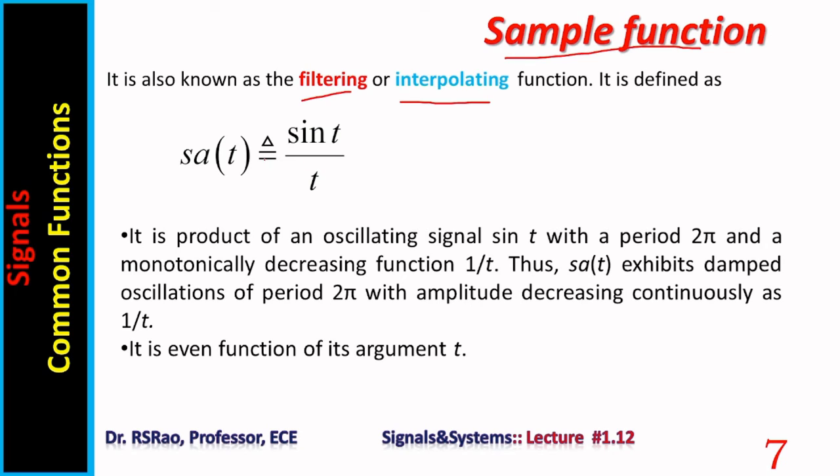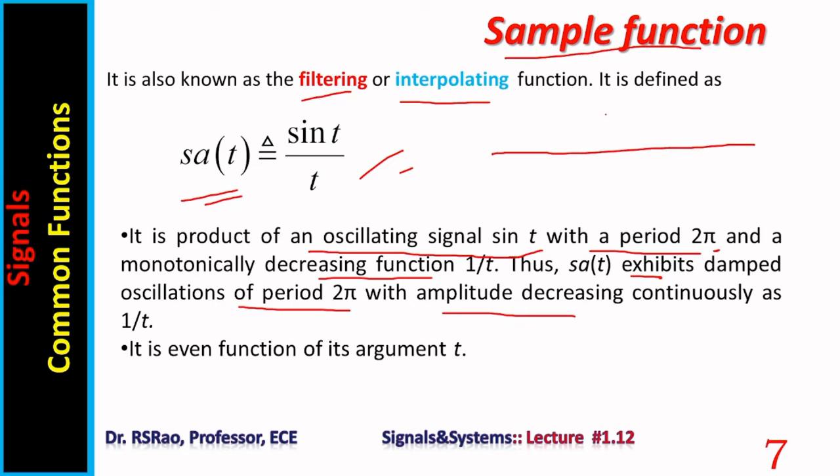It is defined as sample of t is sin t by t. It is the product of an oscillating signal sin t with a period 2 pi and a monotonically decreasing function 1 by t. Thus, sample t exhibits damped oscillations of period 2 pi with amplitude decreasing continuously as 1 by t. It is an even function of its argument t. What he says is, it is the product of two functions. One is sin t. Sin t, when sketched, appears like this.